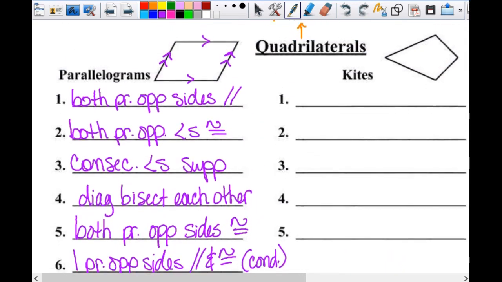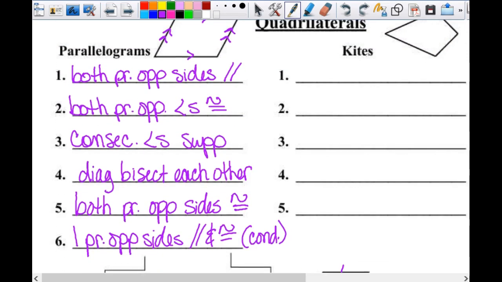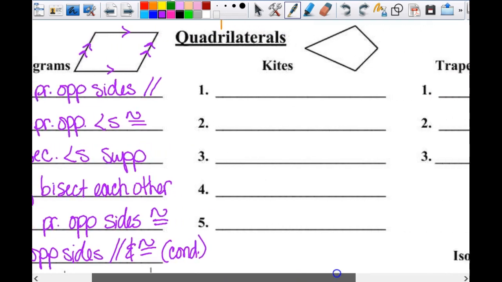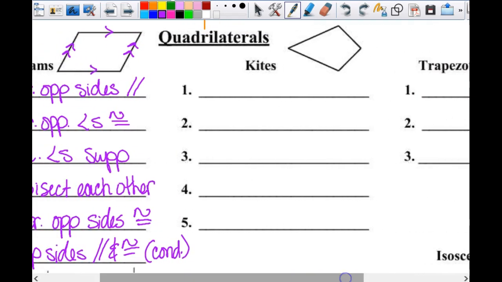Now, if you're a quadrilateral and you're not any type of parallelogram, it is possible that you could be a kite, okay? Can you be a kite and a parallelogram at the same time? No, okay? So, by definition, what makes a kite a kite? Here we go. Good. So, that's what we're going to label right here.